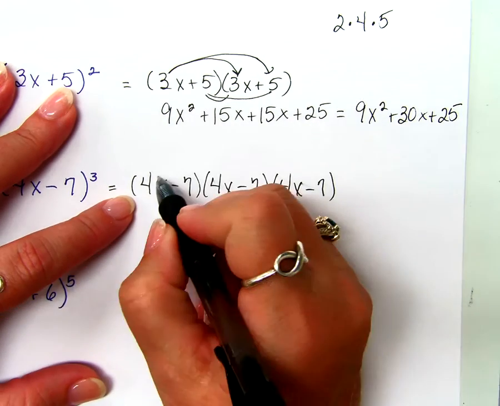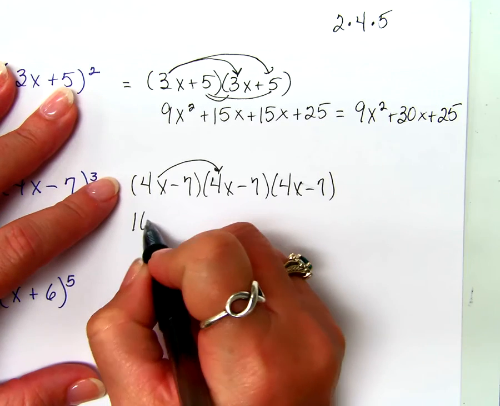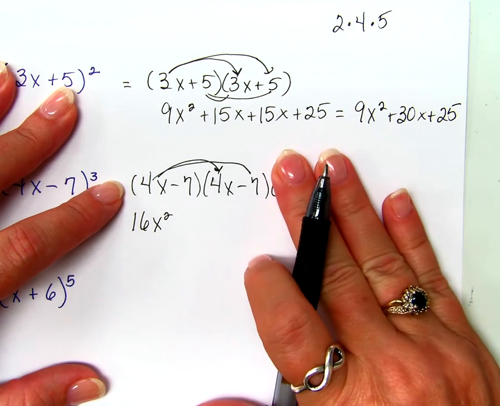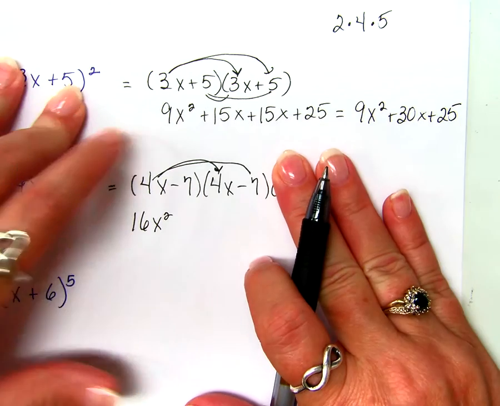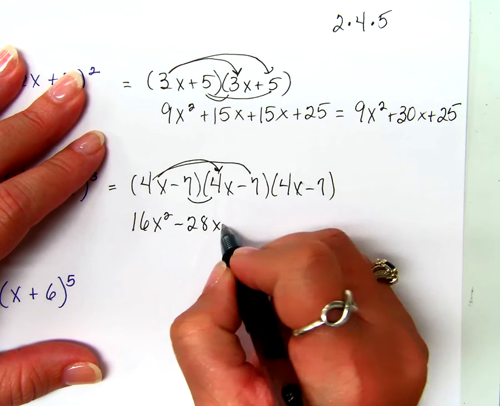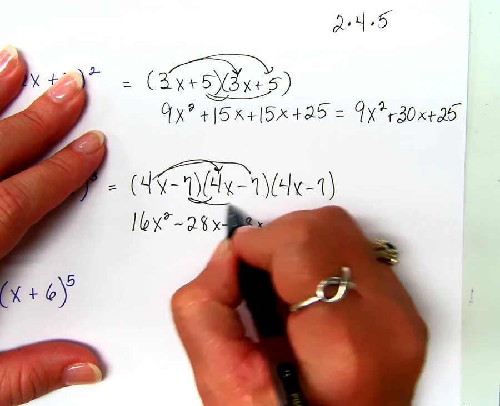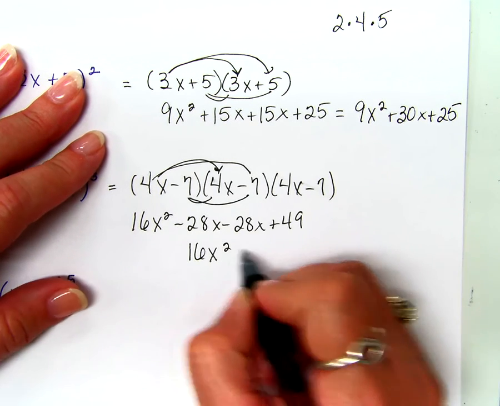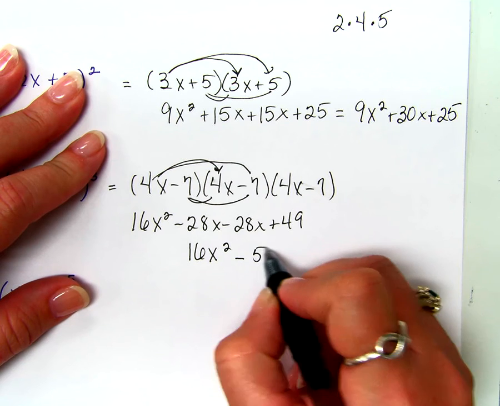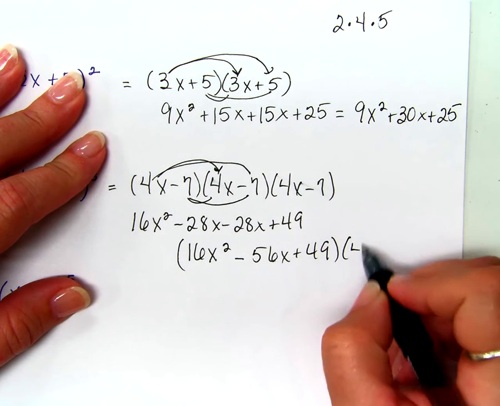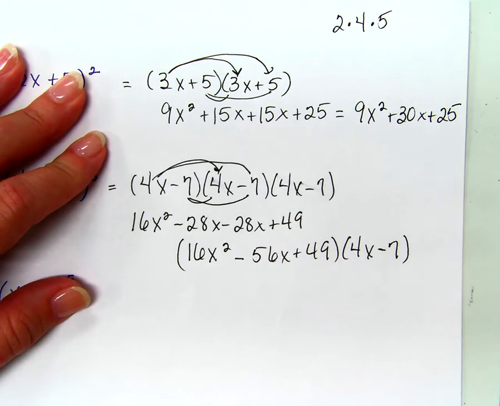We need to distribute the 4x here, 16x squared, and here. So I'm just ignoring that third term for a second and just paying attention to the first two. So minus 28x plus 49. So I get 16x squared minus 56x plus 49. And then I have this other 4x minus 7 that I have to multiply.